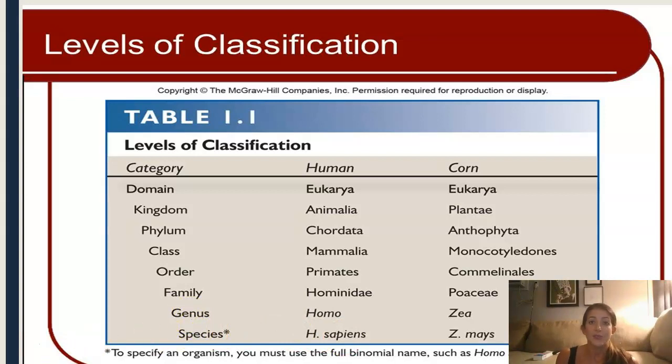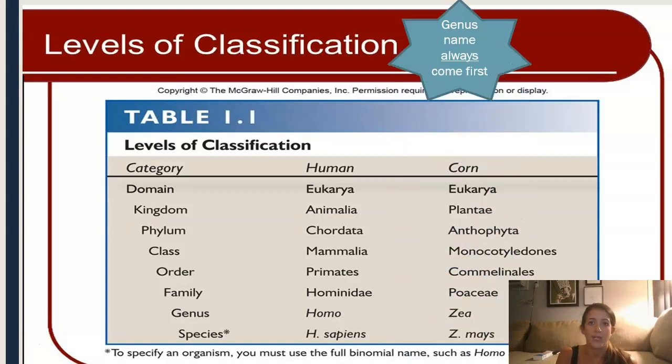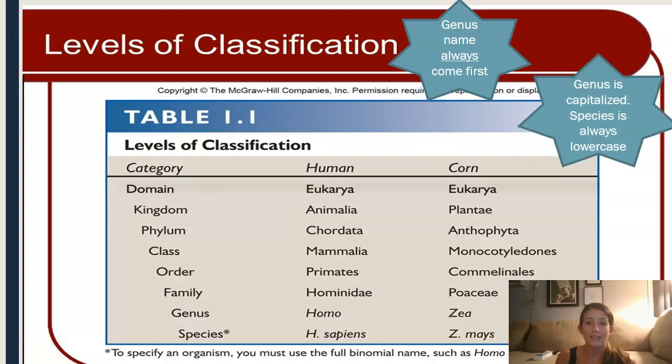It's also going to be important, and you need to know how to write the genus species name properly. So how do we do this? The genus name will always come first. So you should always have genus and then the species name. Genus is capitalized. Species is always lowercase. And genus and species must be underlined or italicized. Sorry, this is kind of freaking out right now. Okay, so you always want to follow these three rules when writing the genus species name for any single organism.